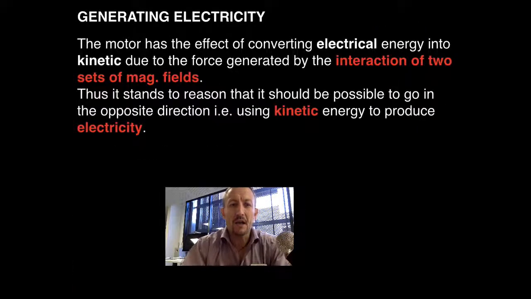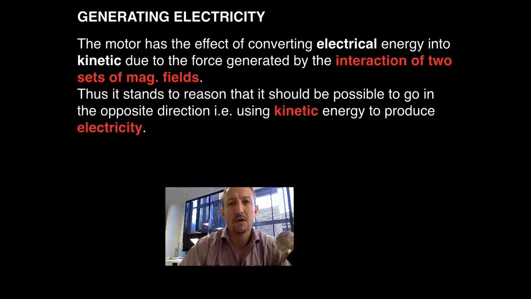Now as we know, we can use a DC motor to basically produce movement in an armature or coil of wire which is interacting with a stationary magnetic field. From this we can produce kinetic energy. So it stands to reason that if we went in the reverse process, we could use that kinetic energy to rotate either a coil or a magnet, and as a result we would generate electricity in the reverse direction. Well, this is what generating electricity is all about.